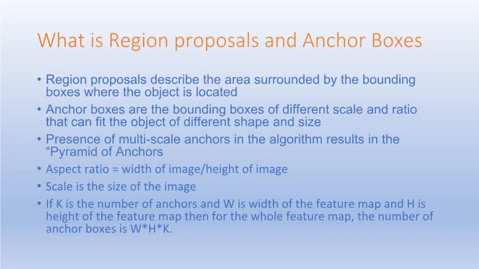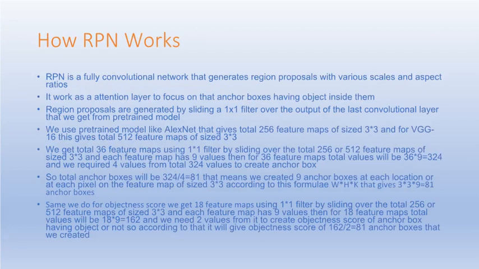Region proposals are the regions surrounded by the bounding boxes where the object lies. Anchor boxes are the bounding boxes of different scale and ratio that can fit objects of different shape and size. If K is the number of anchor boxes, W is the width of the feature map and H is the height of the feature map, then for the whole feature map, the number of anchor boxes is W times H times K.